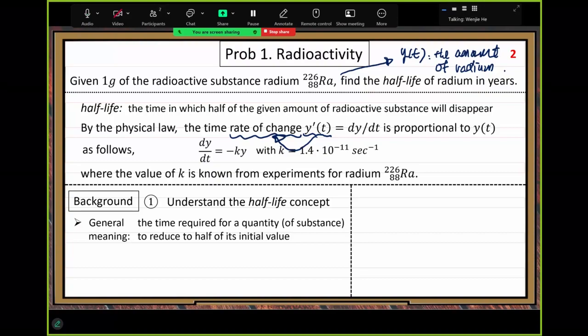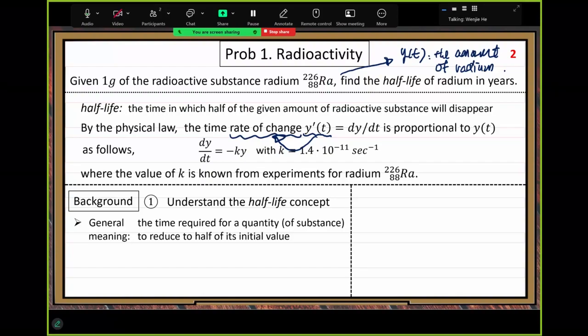Although this concept came from radioactive substance, its origin came from radioactive substance. Why did people make this concept? Its origin is from radioactive substance. But after people defined this concept, they felt, well, we can use this concept not necessarily only for radioactive substance.